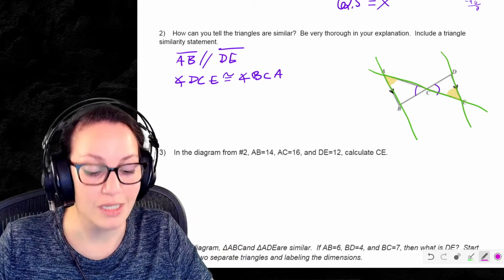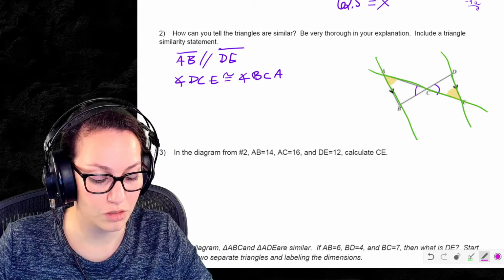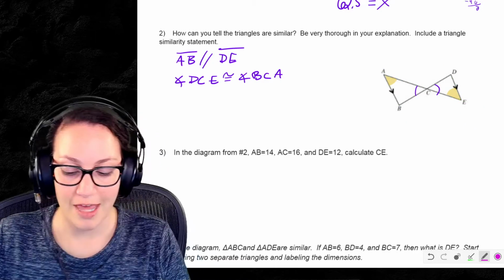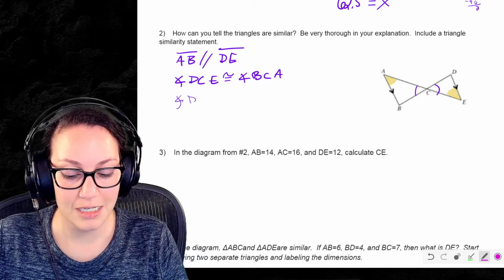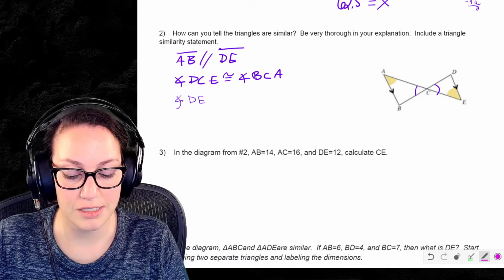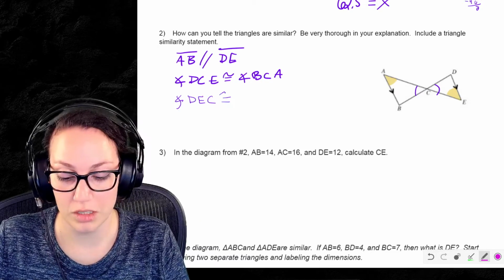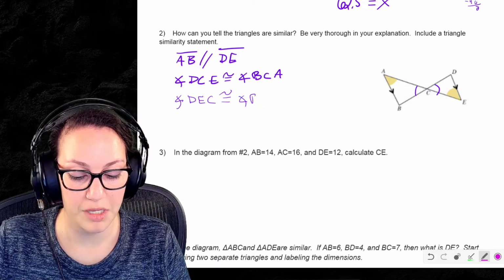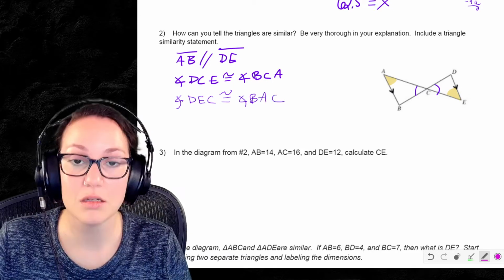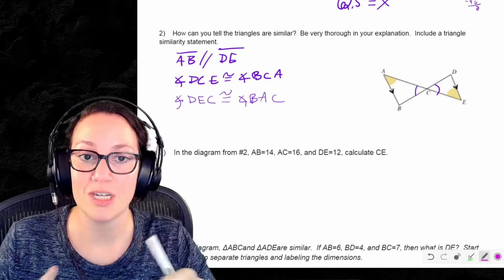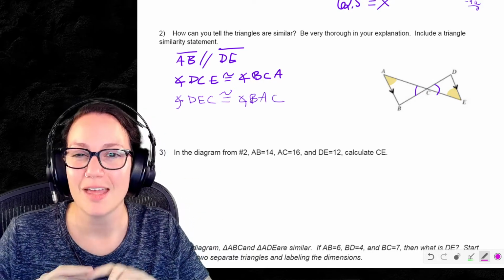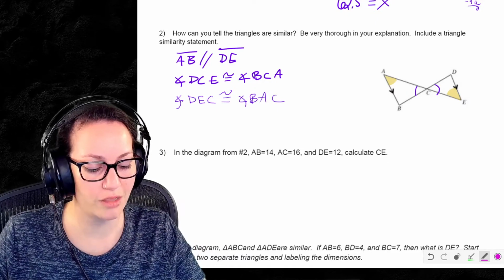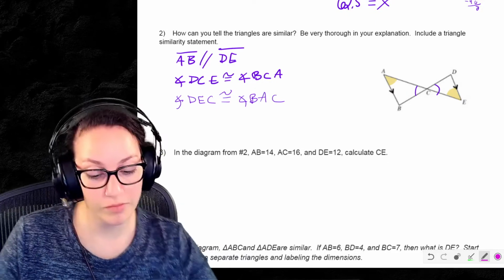So now we can say that angle DEC is congruent to angle BAC because those are alternate interior angles. So you're thinking to yourself, wait, we have another transversal. I'm so glad you were thinking that because I certainly was as well.